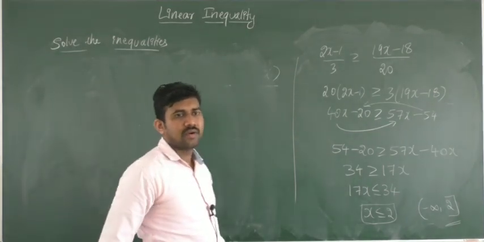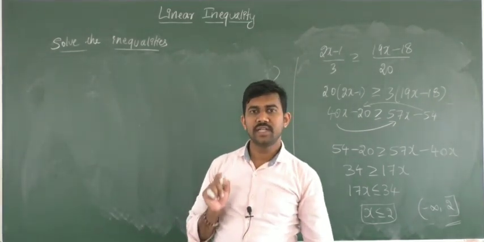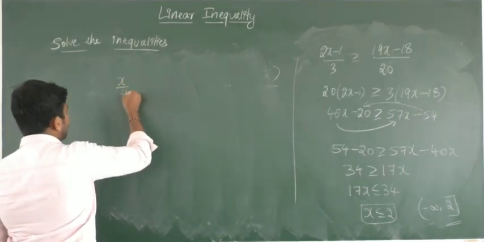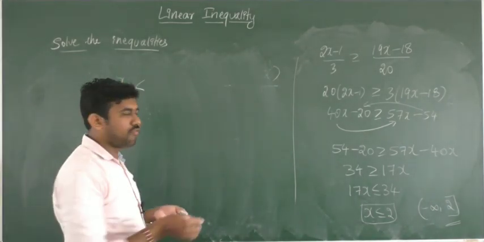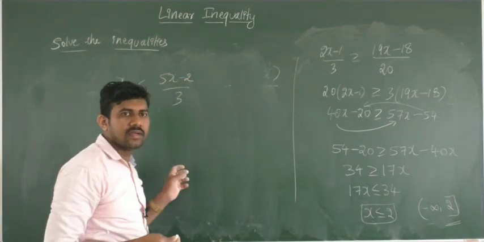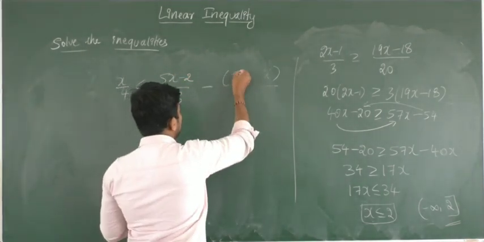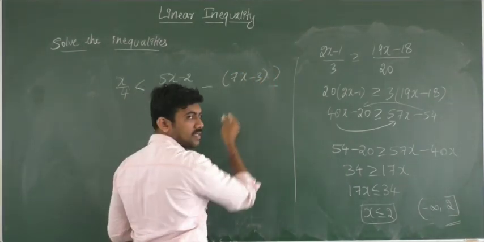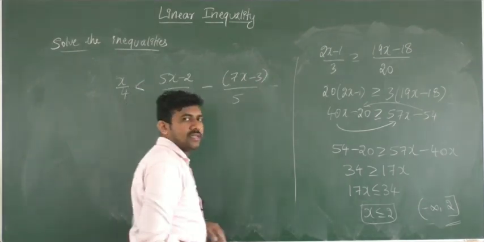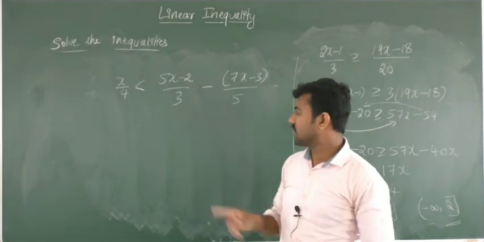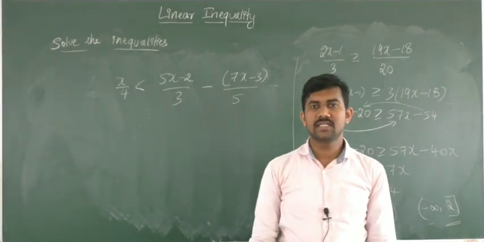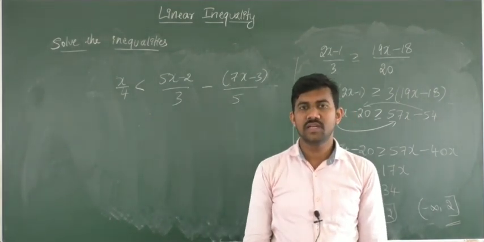Okay, likewise we have the next question that I will give for your homework. That is x by 4 less than 5x minus 2 divided by 3 minus 7x minus 3 divided by 5. Okay, solve the inequality. Okay, solve this question. Okay, so we'll see in the next class. The remaining questions we'll solve in the next class.